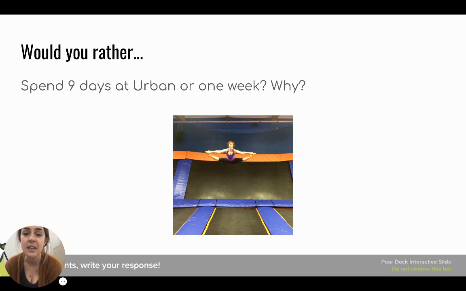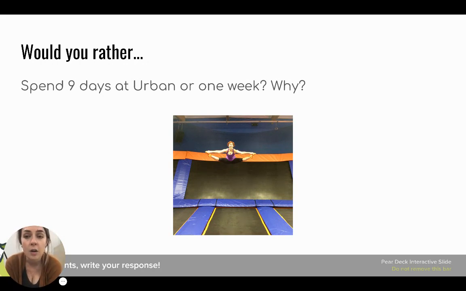So first I need to think of, okay, 9 days, 1 week. A week sounds longer, but how many days are in a week? Sunday, Monday, Tuesday, Wednesday, Thursday, Friday, Saturday. There are 7 days in a week. So there's only 7 days in 1 week. And I love Urban Air. So I would rather spend 9 days at Urban Air because that would give me 2 more days there.